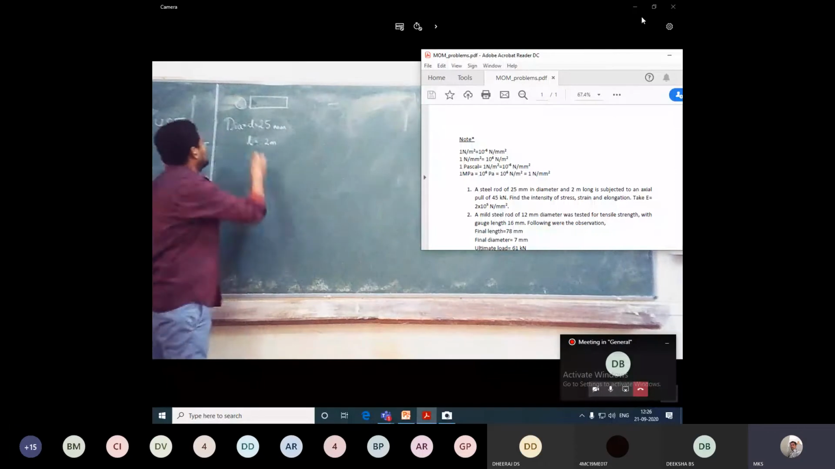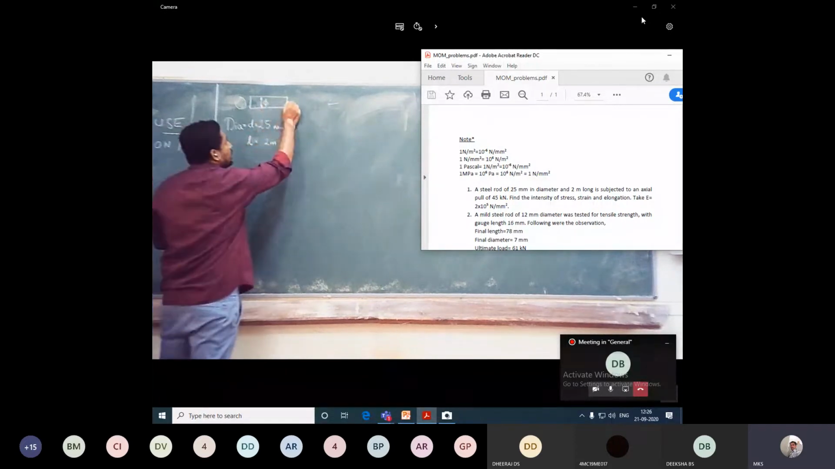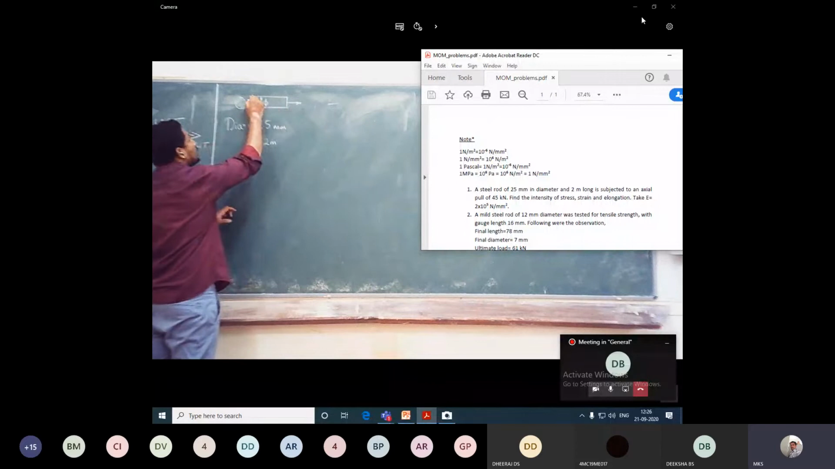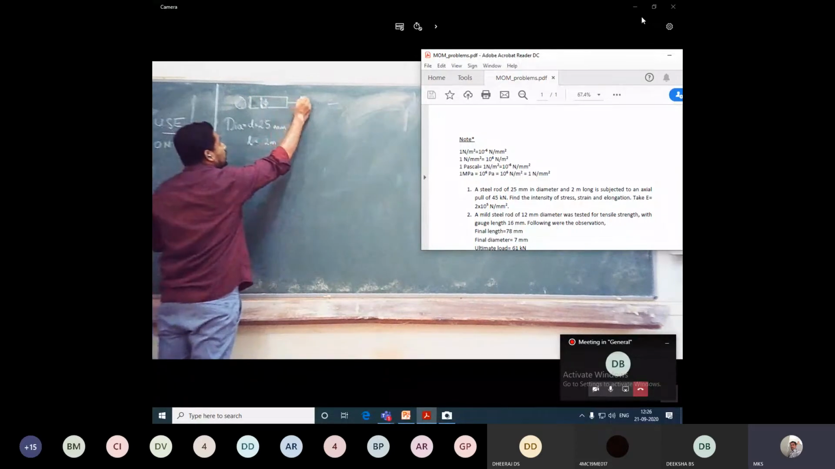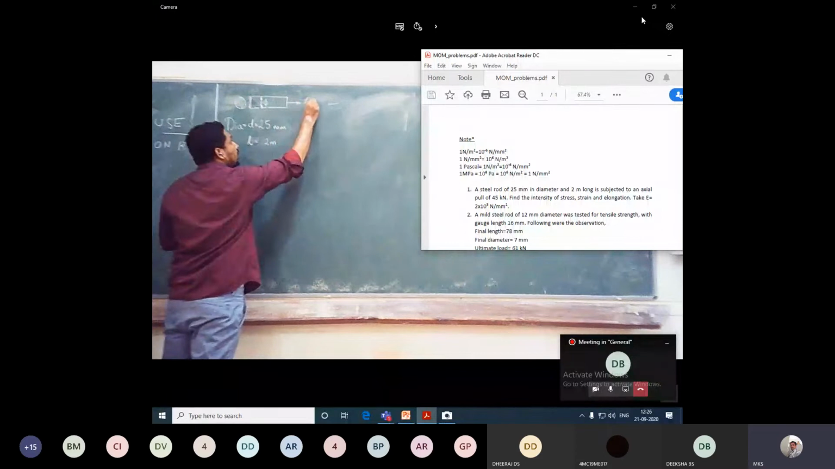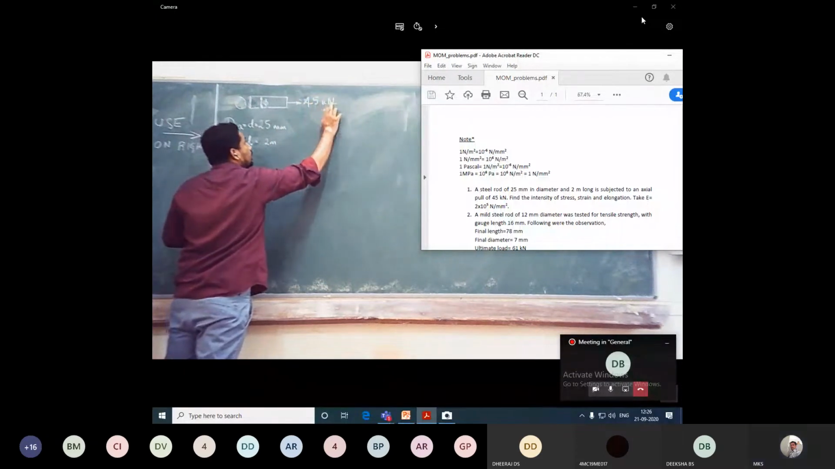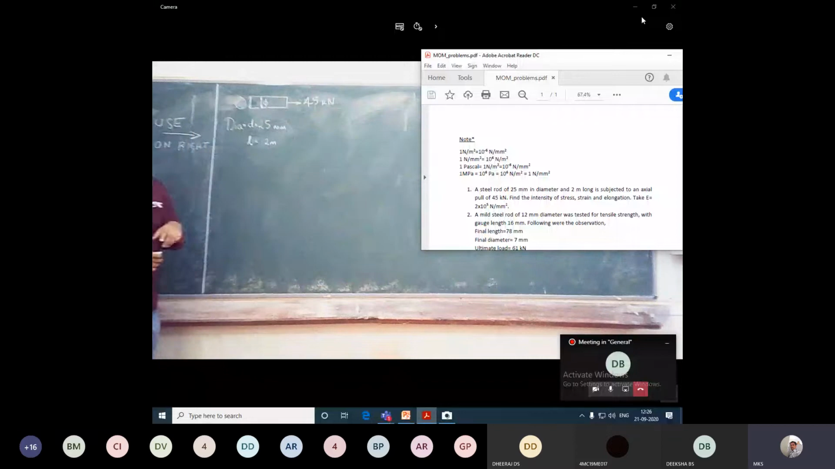So we have a circular cross section bar, and the diameter of the bar is 5. That is given. Imagine this fixed at one end, and it is acted on with a pull. The axial pull is 45 kilonewton.